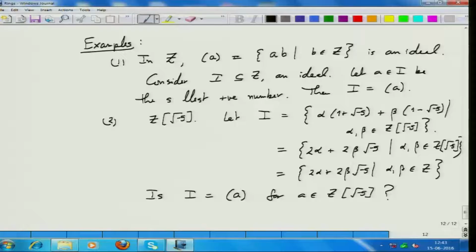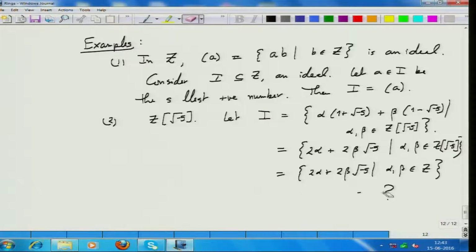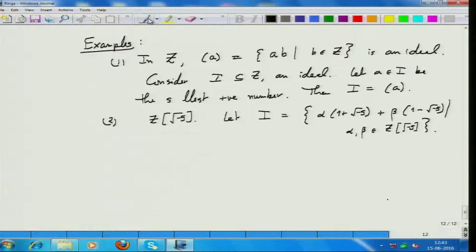3 plus square root of minus 5 is not in this? The second component is 2 alpha plus 2 beta square root of minus 5. 2 alpha should be equal to 3, so alpha should be equal to 3 by 2. That's not allowed. So 3 plus square root of minus 5 is not in this ideal. Okay. So are you saying that these two equalities don't hold? Oh, 1 plus square root of minus 5 is not it. So what I've done is wrong, sorry. Let me erase all of this. I had something else in mind that I wanted to show here, sorry. Good that you pointed out.